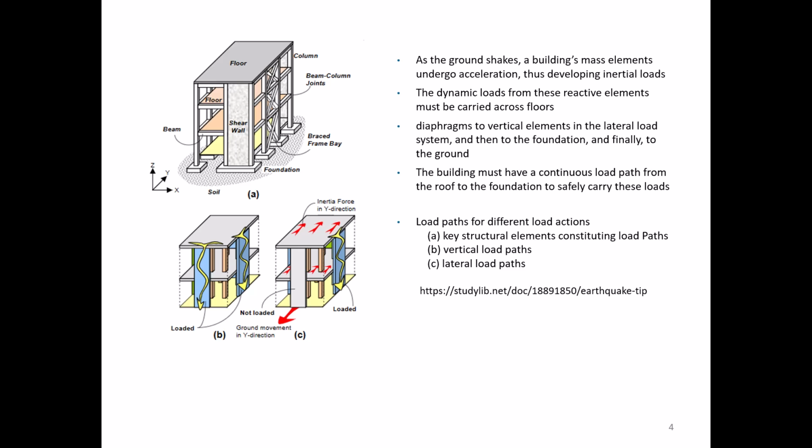As the ground shakes, the building's mass elements undergo acceleration, thus developing inertial loads, as we mentioned. Those dynamic loads from those reactive elements must be carried across the floors and diaphragms to vertical elements in the lateral load systems, then to the foundation, and finally to the ground. The building must have these continuous load paths from the roof to the foundation for safety reasons. Here are the key structural elements constituting the load paths: the vertical load paths and the lateral load paths.